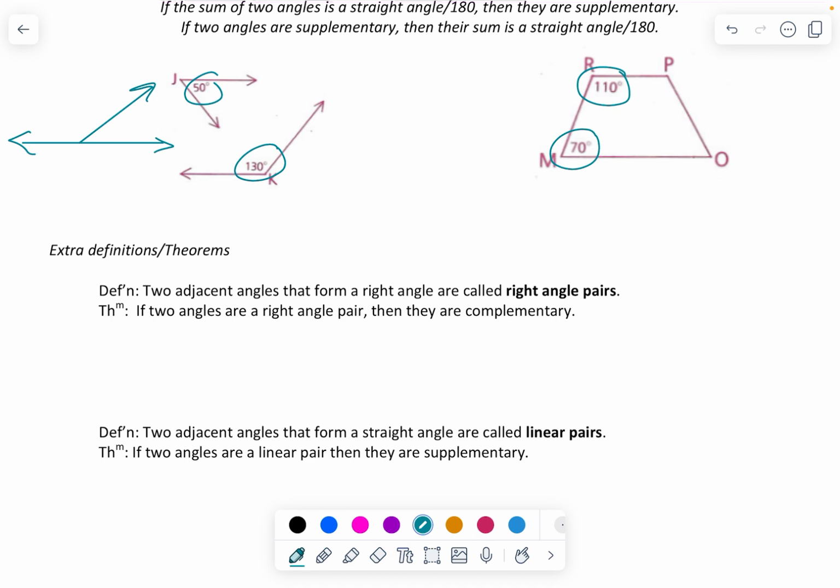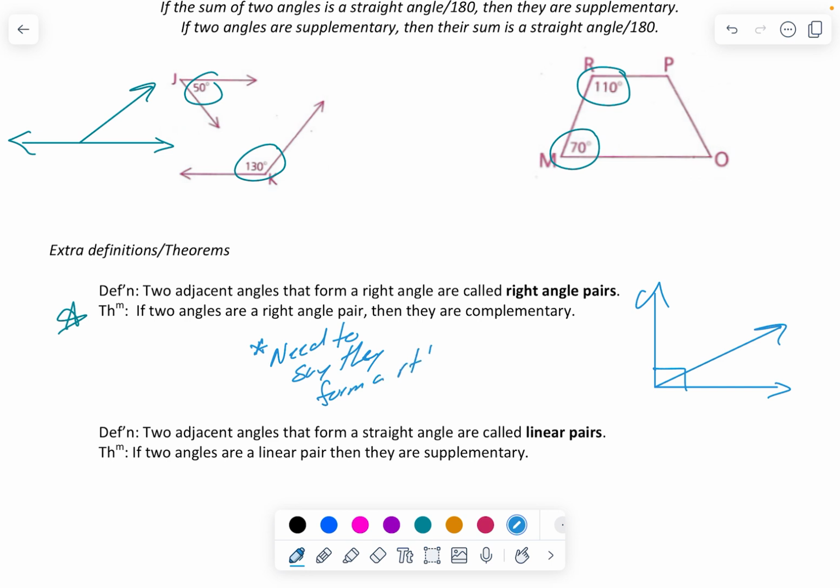So this is what I was talking about earlier. If two adjacent angles form a right angle, they're called a right angle pair. The theorem is if two angles are a right angle pair, then they are complementary. So on here, this is where we need this picture. So these are two adjacent angles that form a right angle. So you do need to say they form a right angle.